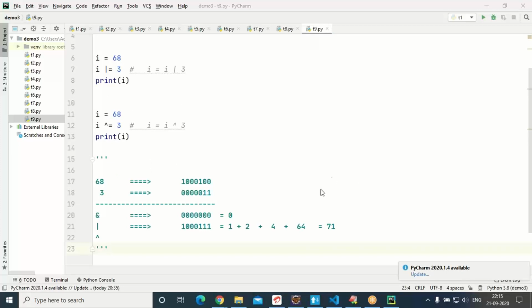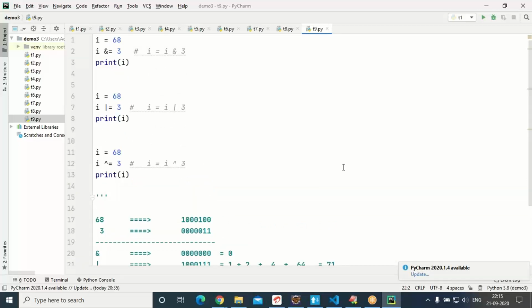It's very simple. We know the bitwise operators. Calculate, sorry, the binary representation of 3. Calculate for 68 also. Then apply AND, OR, XOR. This is all about bitwise operators.